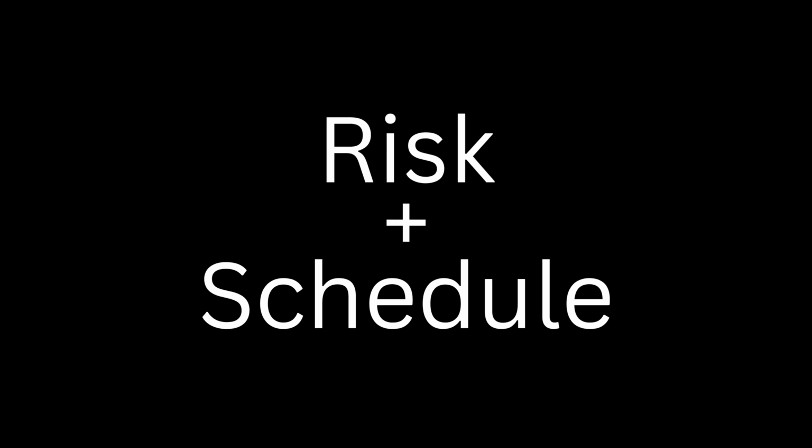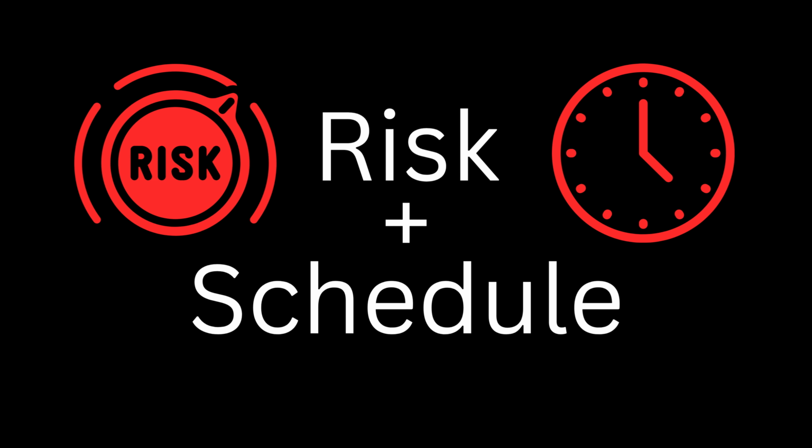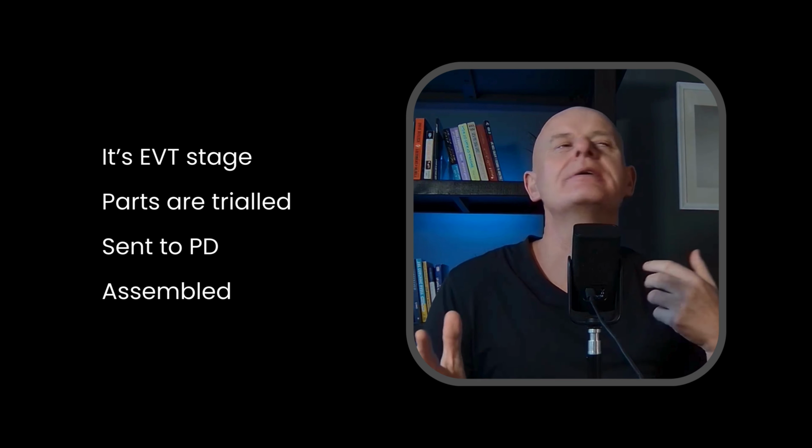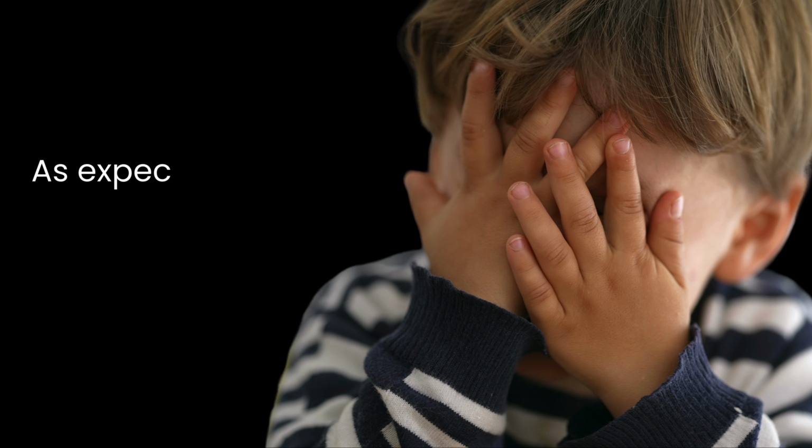Now let's look at this scenario from a risk and schedule perspective. You're in EVT, parts are trialed, you sent the parts back to PD, they're assembled and tested, and as expected, there are a few modifications to be made. Guess which tool is easier to modify, the 4-cavity or the 8-cavity? It's obvious, isn't it? It's the 4-cavity.